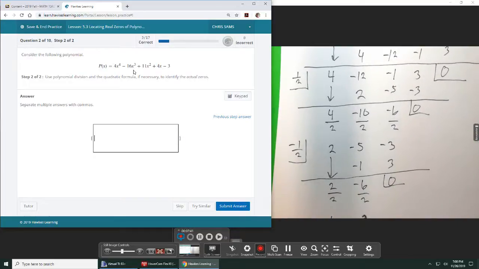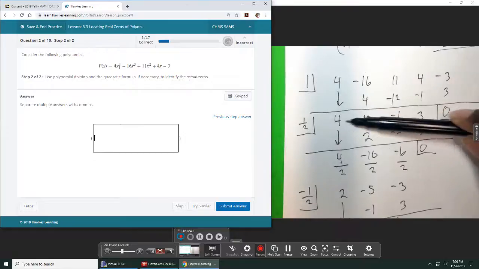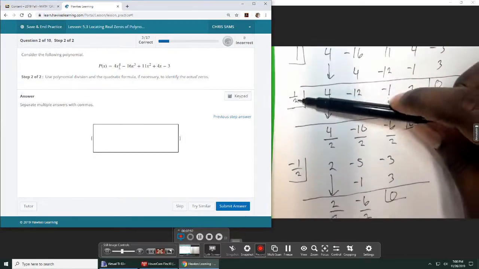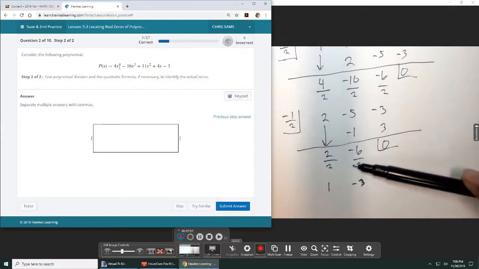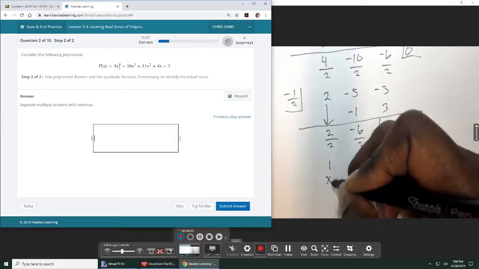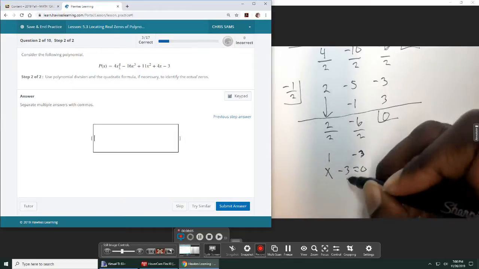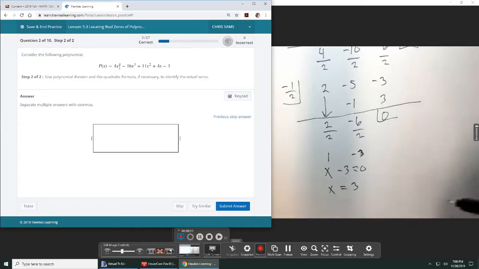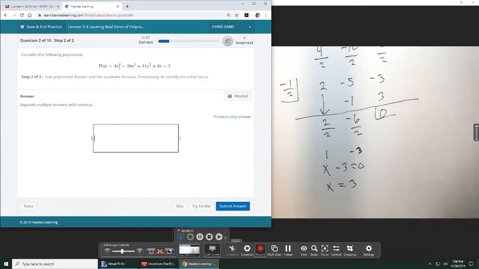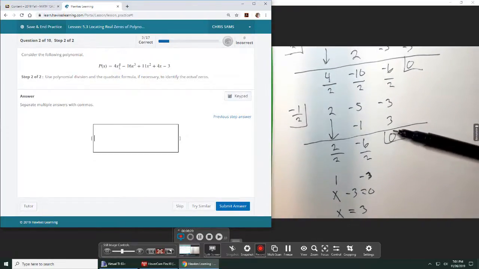We started out with x to the 4th power. Once we divided out the 1, we end up with x to the 3rd power. We divide out this, we end up with x squared, and we divide out this, we end up with a single x. So this polynomial is saying that x minus 3 is equal to 0. Solving this last one, we would get that x is equal to 3. So this would be all of our zeros. They would be 1, 1/2, negative 1/2, and 3, pending we have made no mistakes.